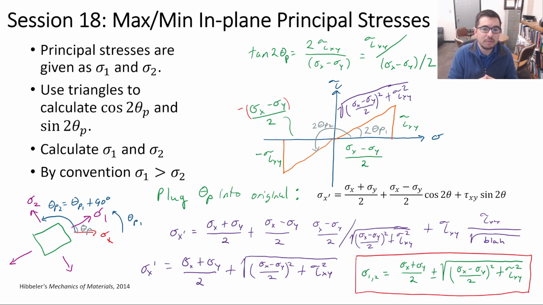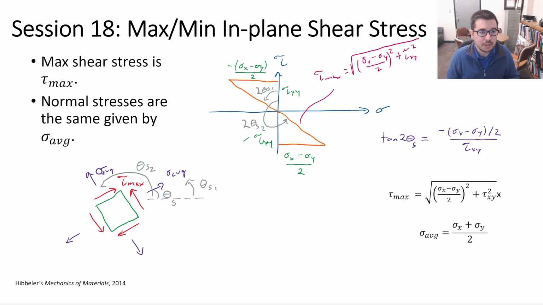and this is useful for being able to think about how a brittle material might fail. In the other parts of session 18, we also discussed max in-plane shear stress. Okay, so this is important for being able to determine how ductile materials might fail. And so we'll cover more of this when we get into failure criteria in the future.